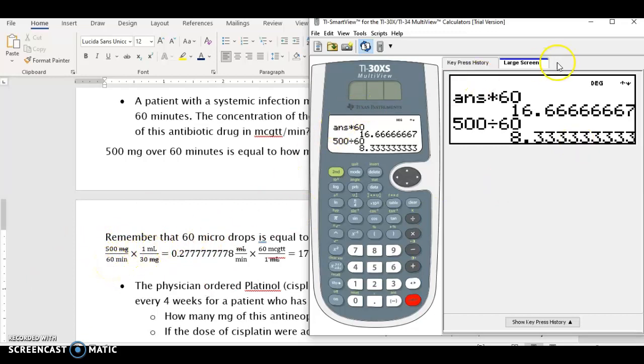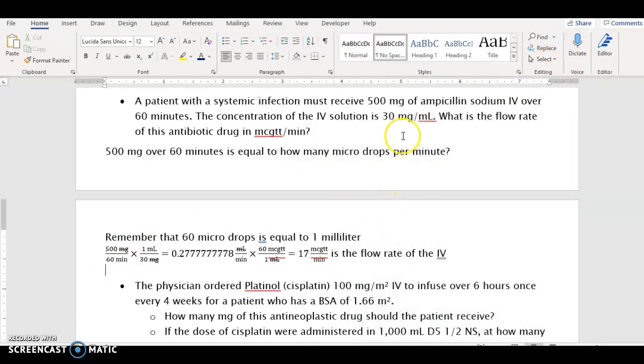Then we multiplied it by the reverse of the concentration. The concentration given in the problem was 30 milligrams per 1 milliliter, so when you invert it, it becomes 1 milliliter over 30 milligrams. So we multiply 500 milligrams over 60 minutes by 1 milliliter over 30 milligrams, so that we have the flow rate in milliliters per minute, which is this number here. Since this is not the final answer, do not round this number. Include as many decimal places as you can.